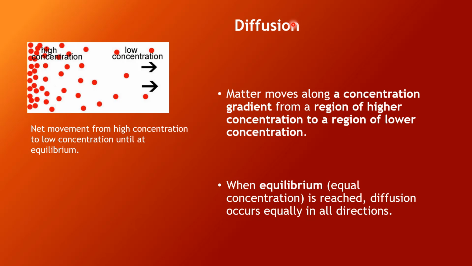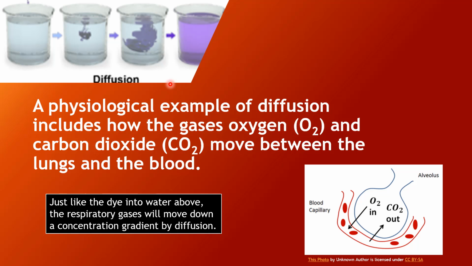Diffusion is the movement of matter down its concentration gradient from a region of high concentration to a region of low concentration until equilibrium is reached, which means that the molecules are evenly dispersed and they're moving equally in all directions. The driving force of diffusion is kinetic energy. Kinetic energy is the random movement of molecules. A physiological example of diffusion is gas exchange, that movement of oxygen and carbon dioxide between lungs and the blood, and between blood and the tissue cells.